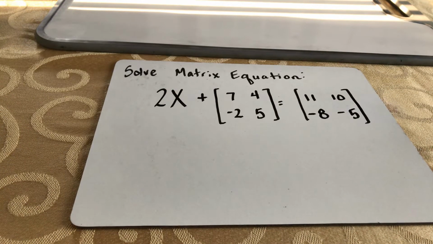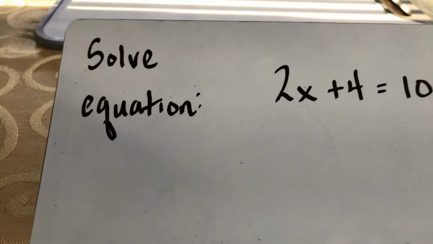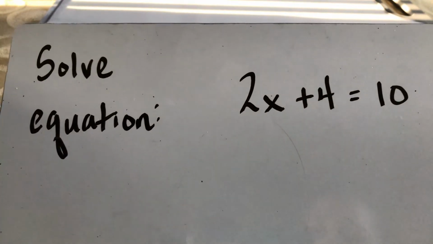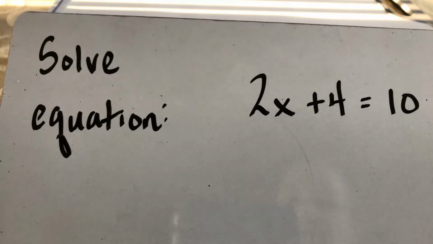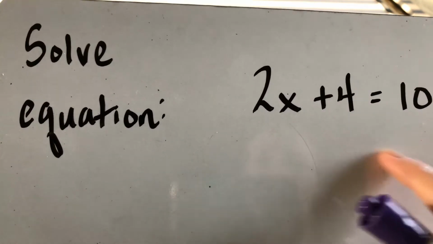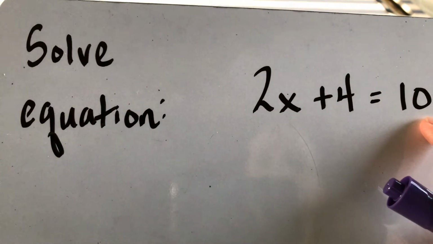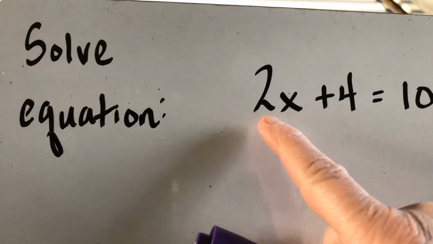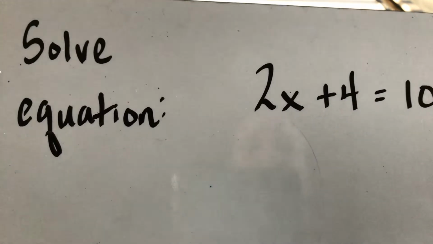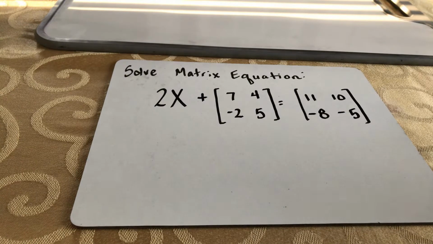This is how you're going to solve a matrix equation. You want to think of this like you would solve just a regular equation. For example, if I ask you to solve this equation, that means you have to get the x alone. You would subtract 4 to move it to the other side, and then when you were done with that, you would divide everything by 2. So solving a matrix equation is the same steps, just a little more numbers.